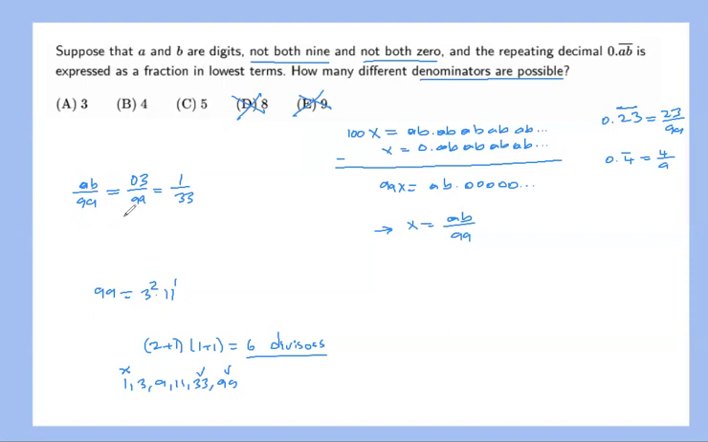So if I want to write, let's say, 18 over 99, so A is 1, B is 8, that should be 2 over 11. As you see, 11 is achievable as well. If you keep trying, these are also achievable. So you have only 5 different denominators that are possible.